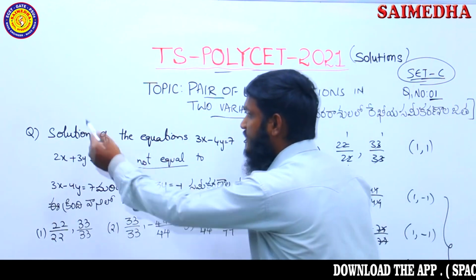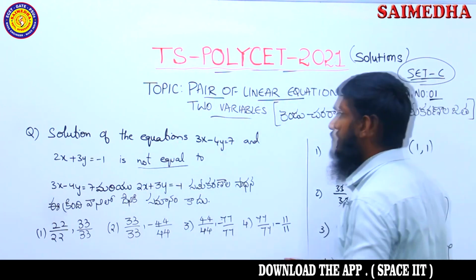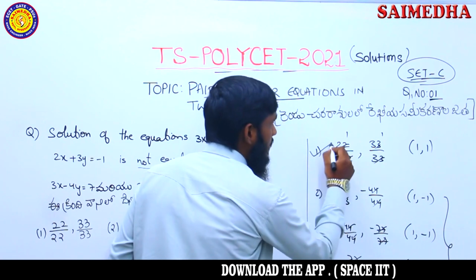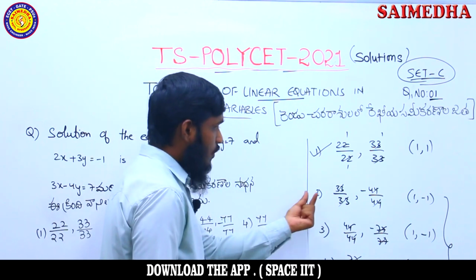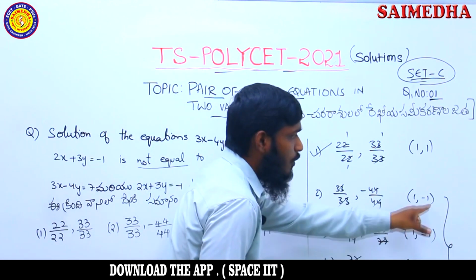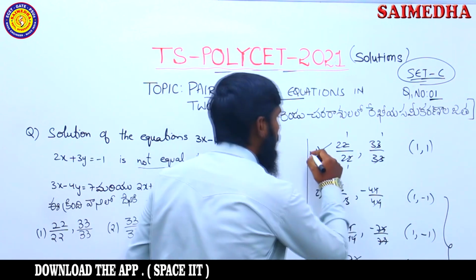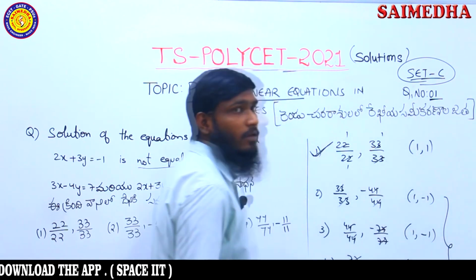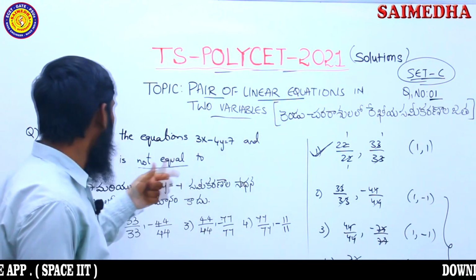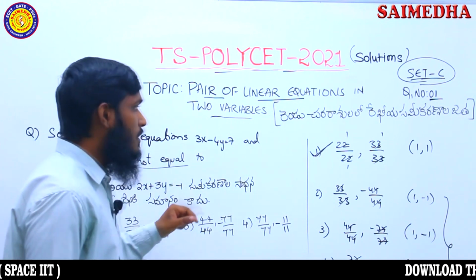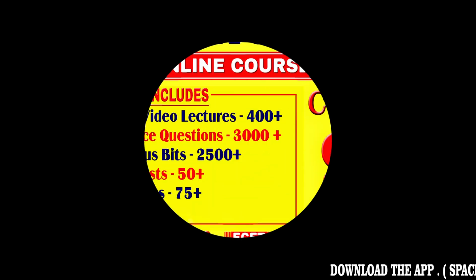Now what we have to find? We have to find the solutions of the equations which is not equals to. So we can go with option number 1, which is different when compared with the other options. Options 2, 3, 4 are the same, 1 comma minus 1, and option number 1 is different. So let us go with option number 1, which is 1 comma 1. The solutions of the equations 3x minus 4y is equals to 7 and 2x plus 3y is equals to minus 1 will not be equal to 1 comma 1.